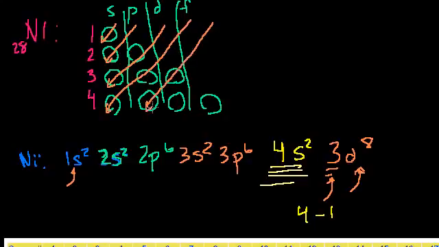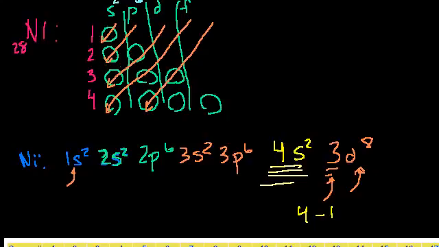In this diagonal down like that. And you just have to know that only 2 can fit in S, 6 in P, and in this case 10 in D, and we can worry about F in the future. But if you look at the F block on a periodic table, you know how many there are in F. So you fill it like that.